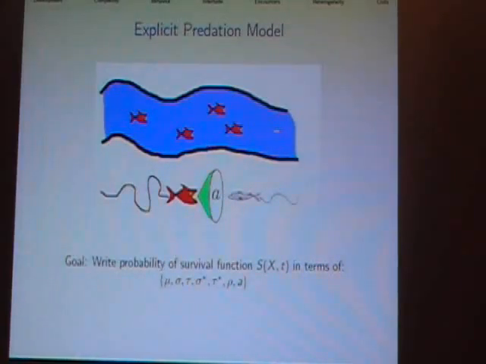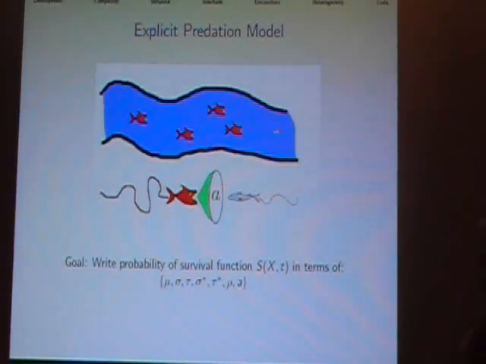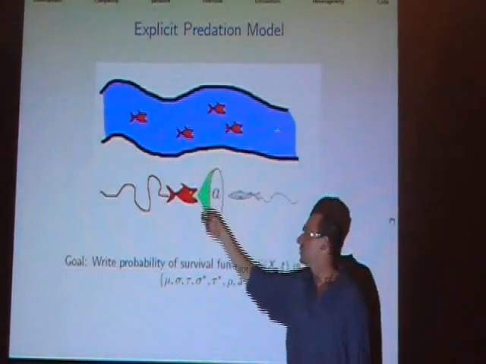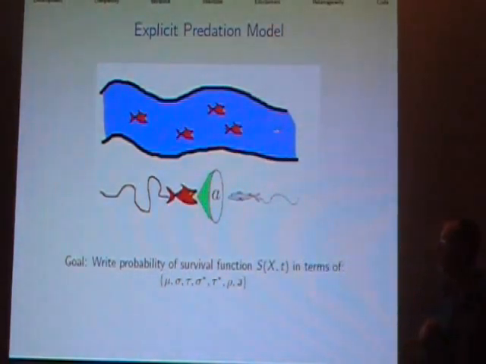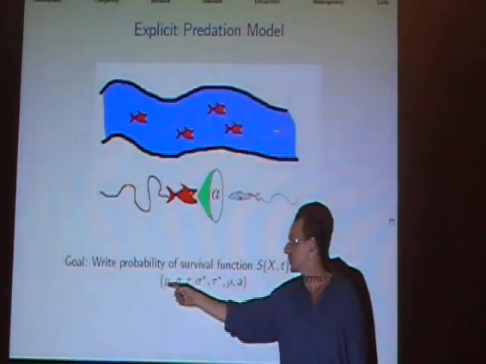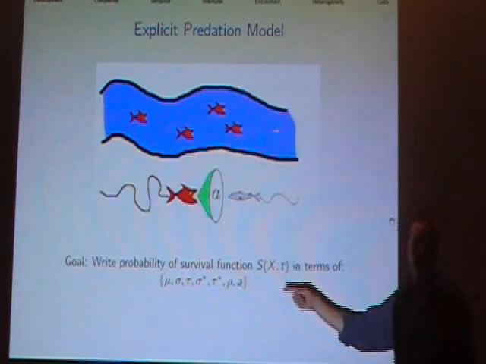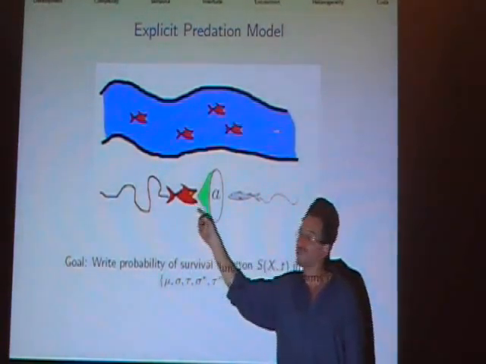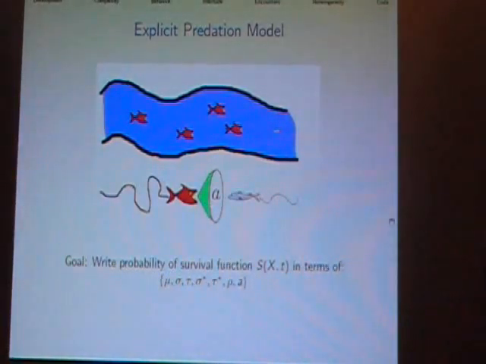So what's our explicit predation model, encounter rate model? This thing is moving with some speed. This is a predator. There's some encounter radius area, A. And we'd like to write survival in terms of these parameters: the mu, the sigma, the tau, the characteristic movement parameters of the migrating fish, the sigma and tau, the characteristic movement of the predator, the density of the predators, and that encounter radius. And it turns out you can.